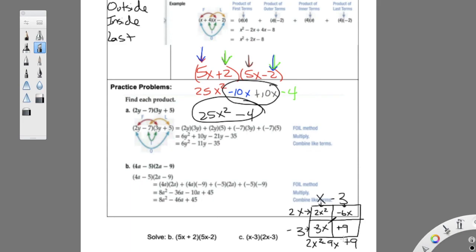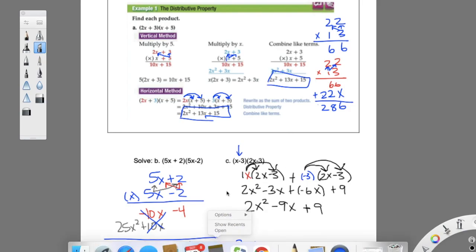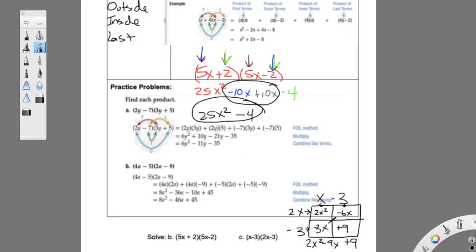So this was the same answer we received on that first page. So if you notice, those were the same problems. We had the same answer. It's just a different way to do it. And I wanted to show you the box method because that's just yet another way to multiply a binomial times a binomial. Alrighty. I will see you in section 4.